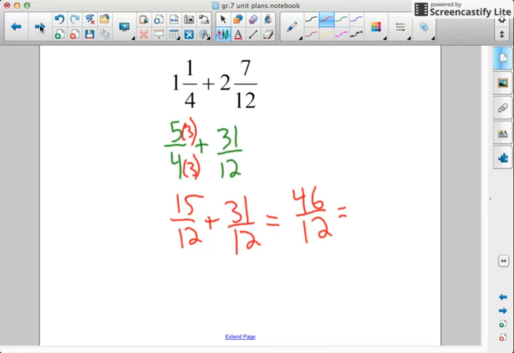I could simplify that a little bit to 23 sixths, or put that back into a mixed number, which is going to be 3 and 5 sixths. So that's method number one.